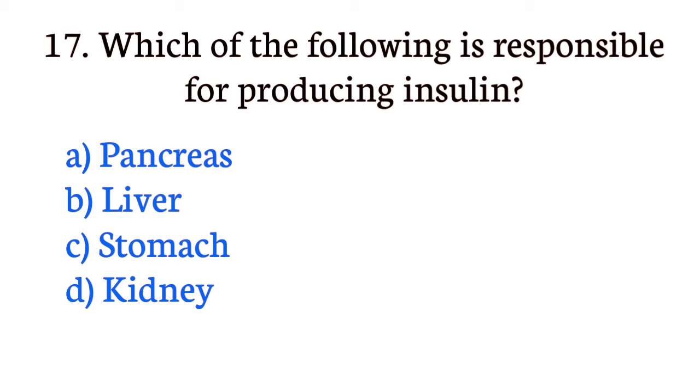Question number 17. Which of the following is responsible for producing insulin? The correct option is option A, pancreas.